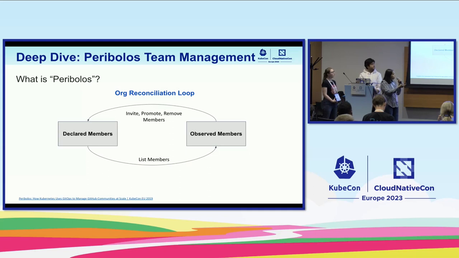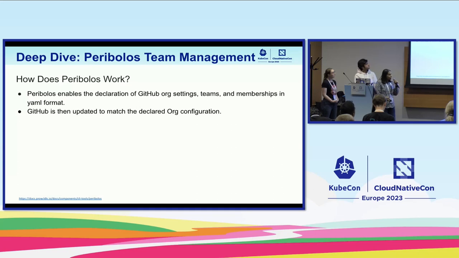Peribolos will read that config file and try to match it to the actual applied configuration in GitHub. If there are members who are not already part of the organization, it will try to invite them or promote them to the specified permissions. We repeat it for all other GitHub things as well, like GitHub teams and other metadata. Peribolos enables the declaration of GitHub org settings, teams, and membership in a YAML format, and GitHub is then updated to match what we defined in our config file.